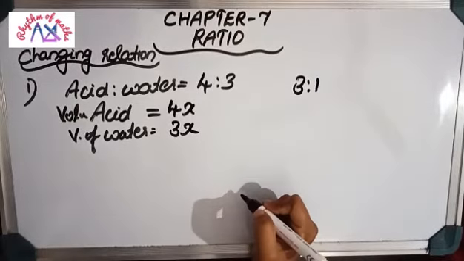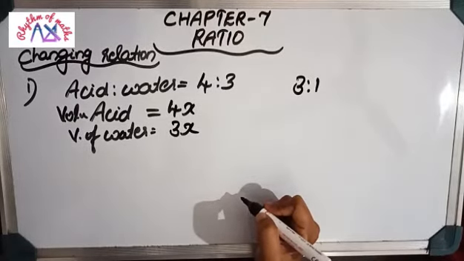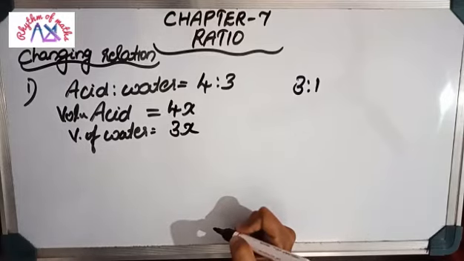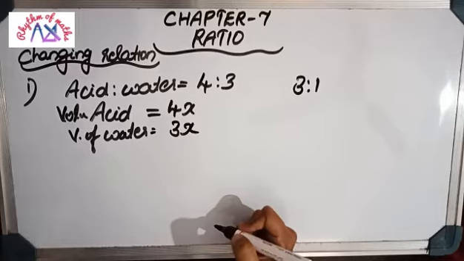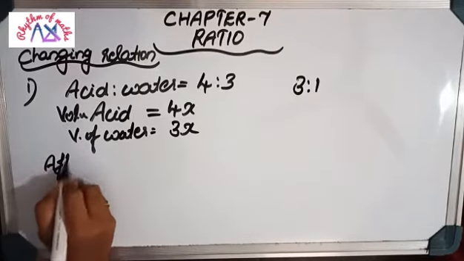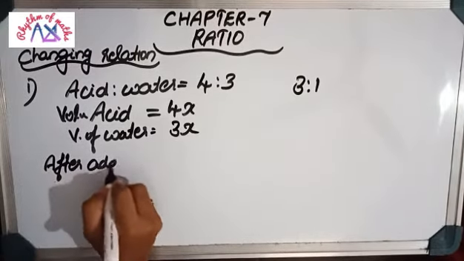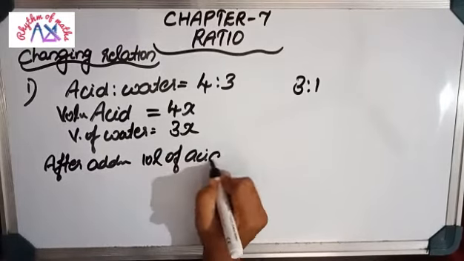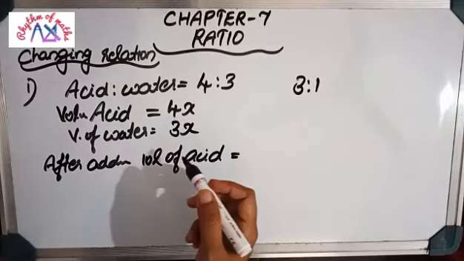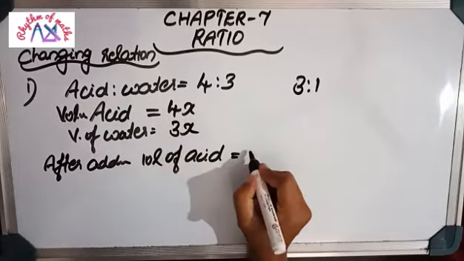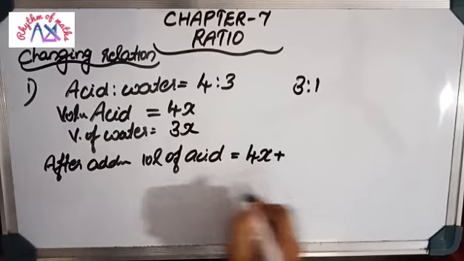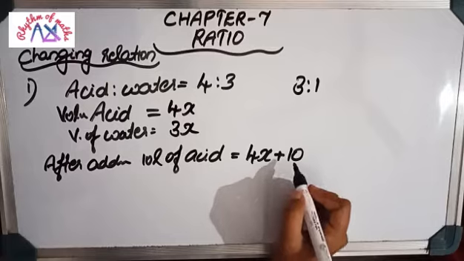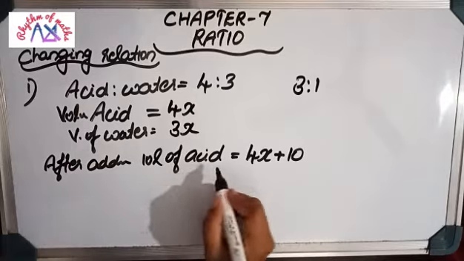Now what will be the volume of original acid and original water, and present acid? That also we need to find. So after adding 10 liter of acid, the volume of acid will change. How does it change? Already 4x is there. We are adding 10 more liters. So 4x plus 10 is the present volume of acid.